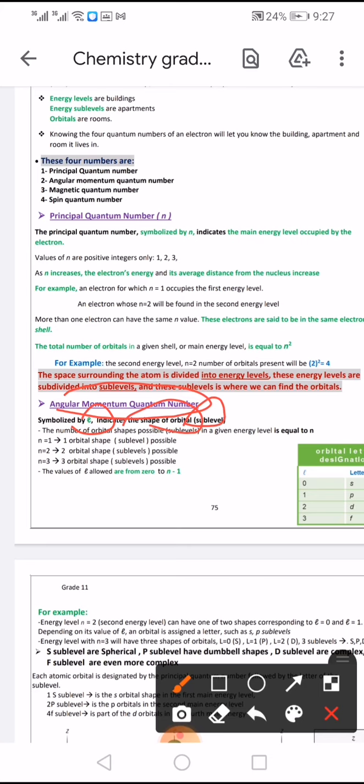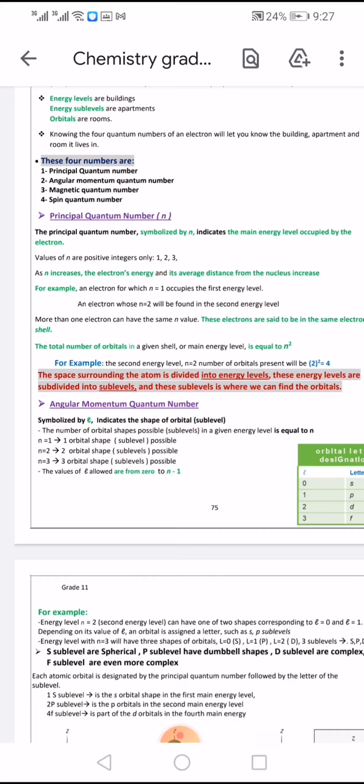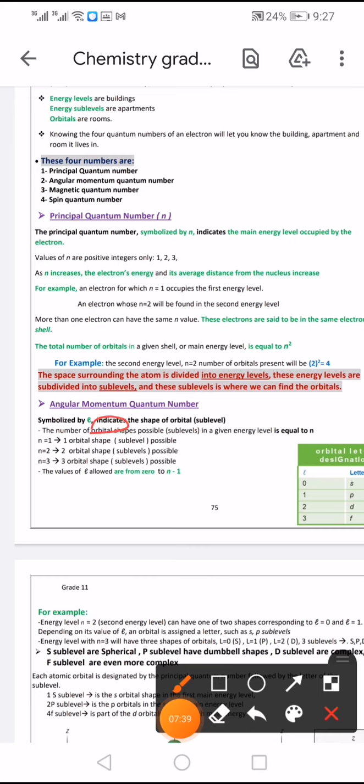I said that an electron is present in an orbital, the orbital is present in a sublevel, and the sublevel is present in an energy level. So to know the shape of an orbital or sublevel, we use the angular momentum quantum number, which is symbolized by L. The number of sublevels in a given energy level is equal to n.